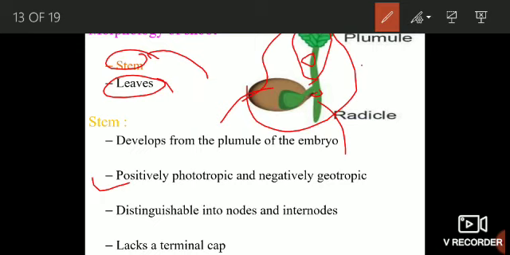And the stems are distinguishable into distinct nodes and internodes. You have nodes and internodes. Nodes means those places where branches and leaves originate, and internodes means those places where you do not have the leaves and branches. And one more important feature about stems is there is no terminal cap. We saw that roots have a distinct root cap, but that cap is absent in case of stems. You do not have a stem cap. Only roots have the distinct cap at the tip.